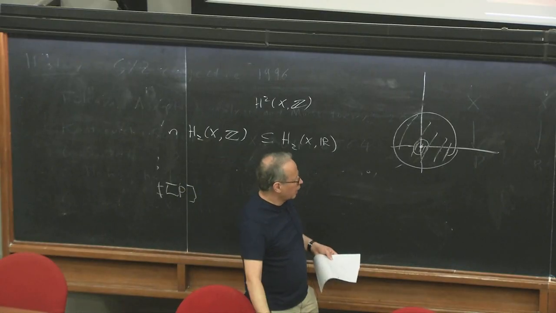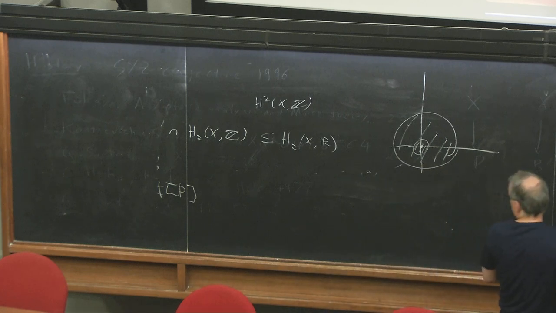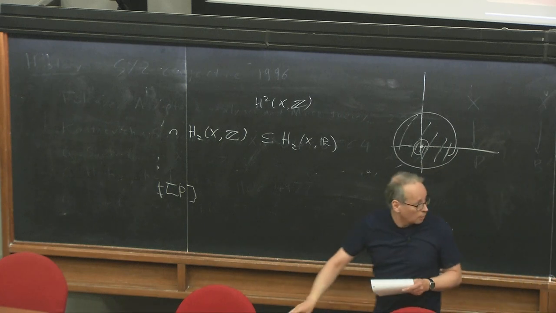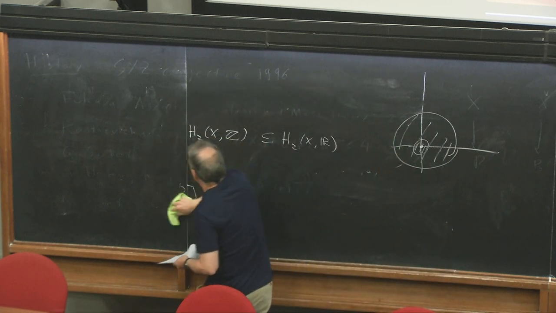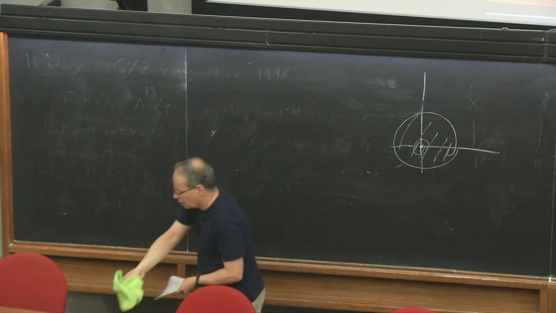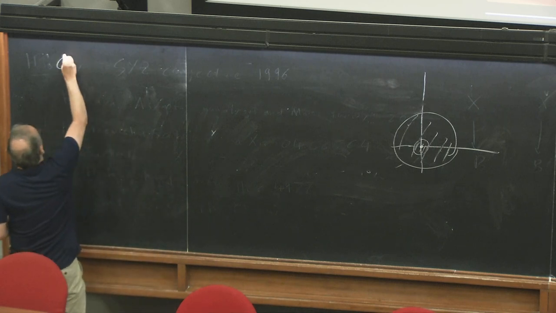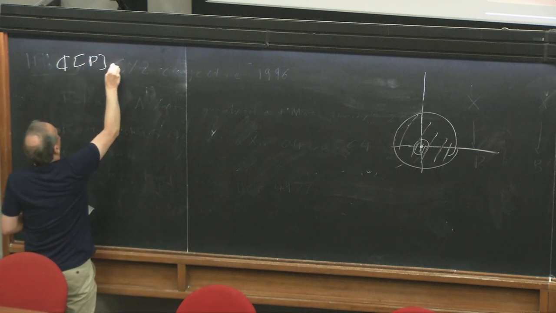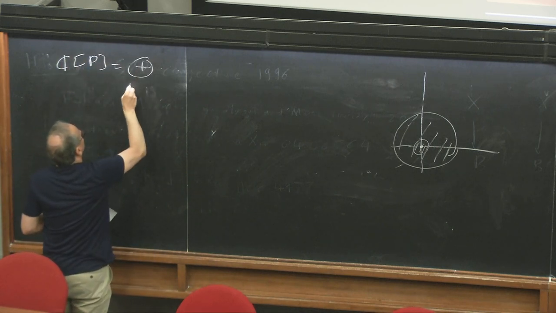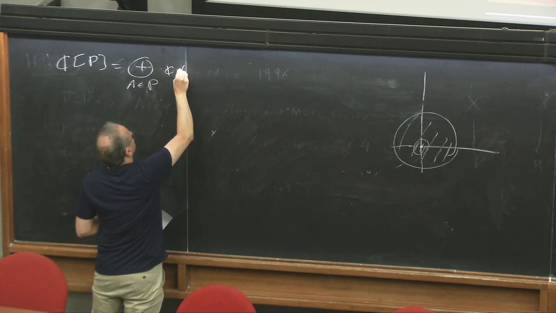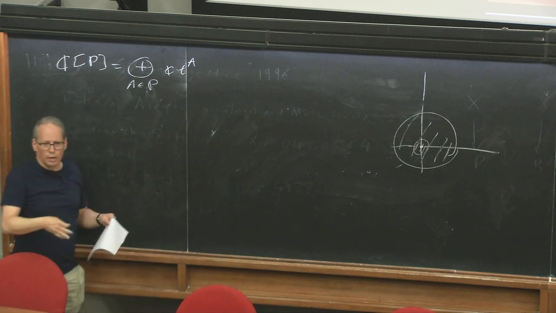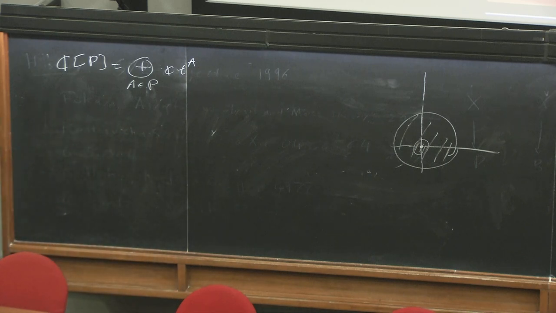Oh yeah, so t^a, let me perhaps write this. I just erased it here. Let me just do it over here. Here, think of C[P] as being the direct sum over a in P of C times t^a. So in other words, t^a is just the monomial corresponding to a in P.